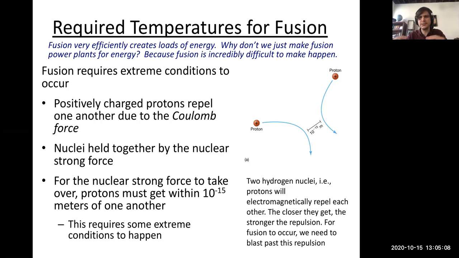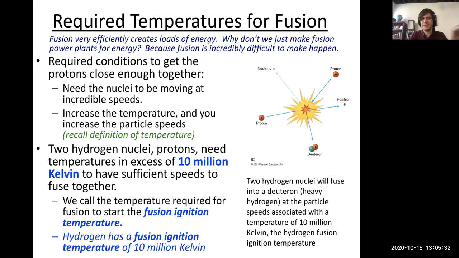But to get the protons close enough together, you have to first overcome their repulsion to one another. So you have to squeeze them. And if you squeeze these protons so they're about 10 to the minus 15th meters away from one another, ridiculously close, then the nuclear strong force will take over and bind them into a nucleus. So how can we get these two protons to be within 10 to the minus 15 meters of one another? Well, we need some pretty extreme conditions.